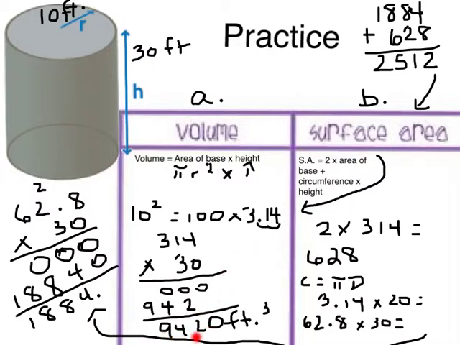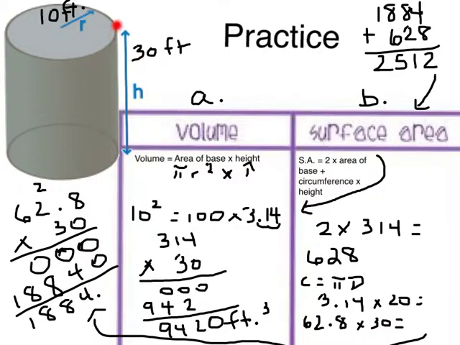would give me 9,420 feet, and volume is always written as cubed. Now that makes surface area a little bit easier. This part does, because I found out right here that the area of the base is 314 feet. So if I say 2 times 314, because there's a top that's 314 and a bottom that's 314, then I get 628. Then I just need to use this one other formula of circumference times height.